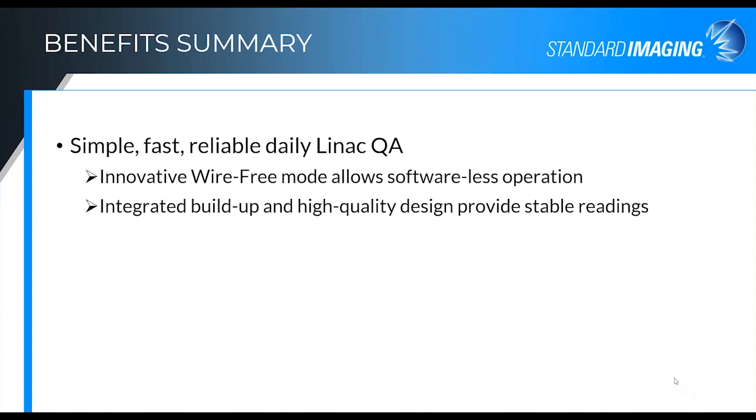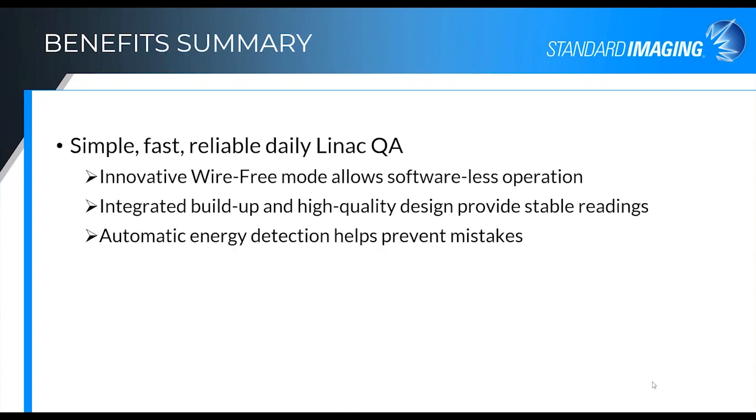Standard Imaging is really known as a manufacturer of small signal device measurements. That's part of our DNA. We're very good at measuring things down in the femtoamp region and very stable units, and this device really does that. The automatic energy detection, the scheme with which we're using there, allows you to deliver those beams in any order so that it prevents that being a mistake.